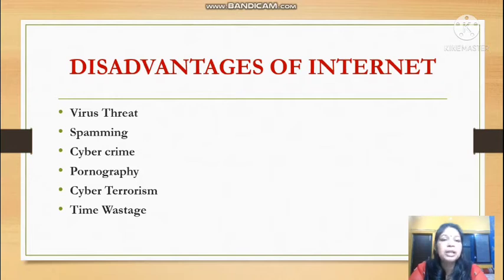Then spamming is there. People will keep on sending some advertisements to you just to fill up your email inbox. That process is known as spamming. Cyber crimes are there. Anybody can pretend to be someone else, and they can steal your personal information, and that can be used for wrong purposes. Then pornography is there because of the internet. Small children are using the internet and they can be victims of this also. Then cyber terrorism is there.